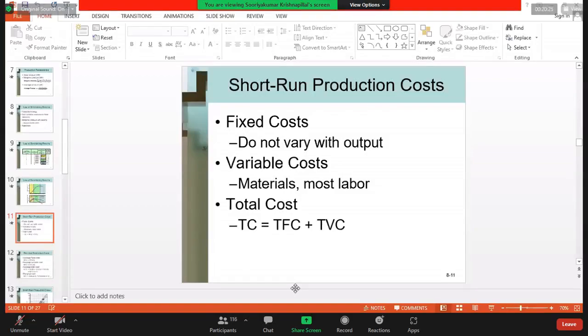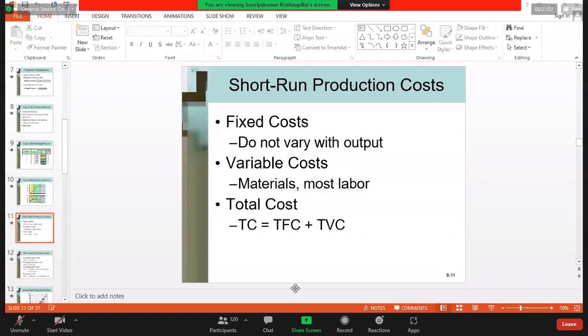So now we are studying first short run production. We saw the production function in a graph also: total production, average production, marginal production, the short run production curve and function. Now we will study short run production cost. If there is a fixed input, then we will have a fixed cost.